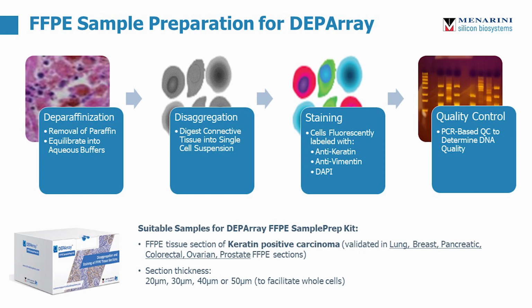So, what are the kinds of tissue types that you can put into our kit? Well, we tested keratin-positive carcinomas and we validated this in lung, breast, pancreatic cancer, colorectal cancer, ovarian cancer, and prostate FFPE sections. There is an important critical step here, and that is the section thickness. The thickness of the section before going into this sample preparation needs to be between 20 and 50 microns in order to recover whole intact cells. The process of dielectrophoresis relies on intact cells and intact membranes, so we have to have a thicker section.